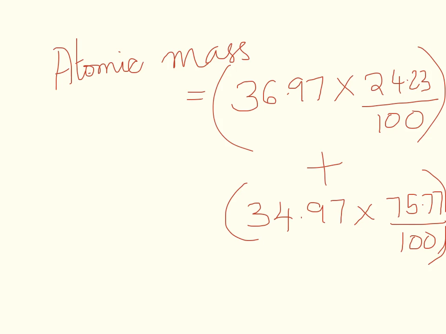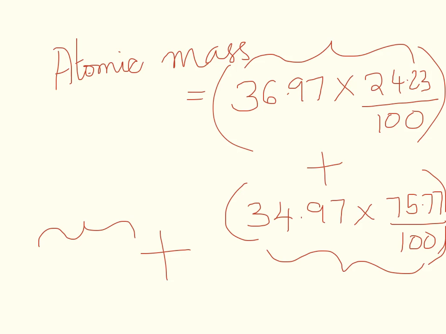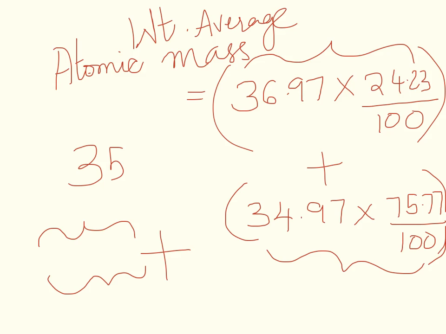So this is the information about the first isotope, and this is the information about the second isotope. Now if we had three isotopes, then to this we would add the information about the third isotope, and the answer that we get is known as the weighted average of all the atomic masses. This will turn out to be 35.45, which you will see on the periodic table.